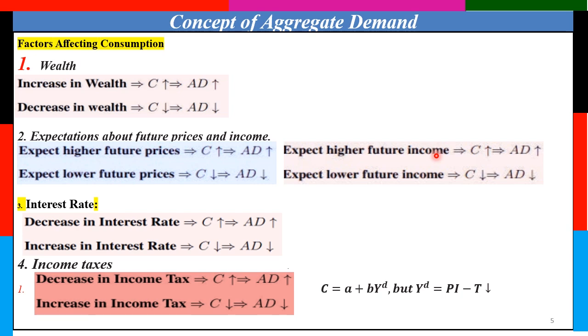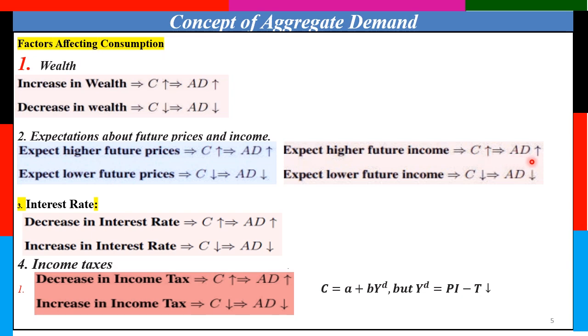If an individual person expects lower future income, that means current consumption is decreasing. This implies that aggregate demand is what? Goes down. So this is how future expectation can affect aggregate demand, positively or negatively.